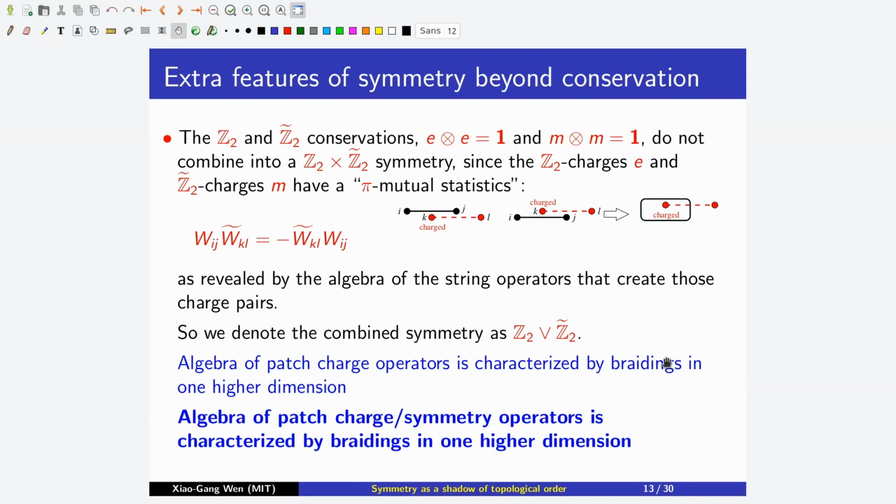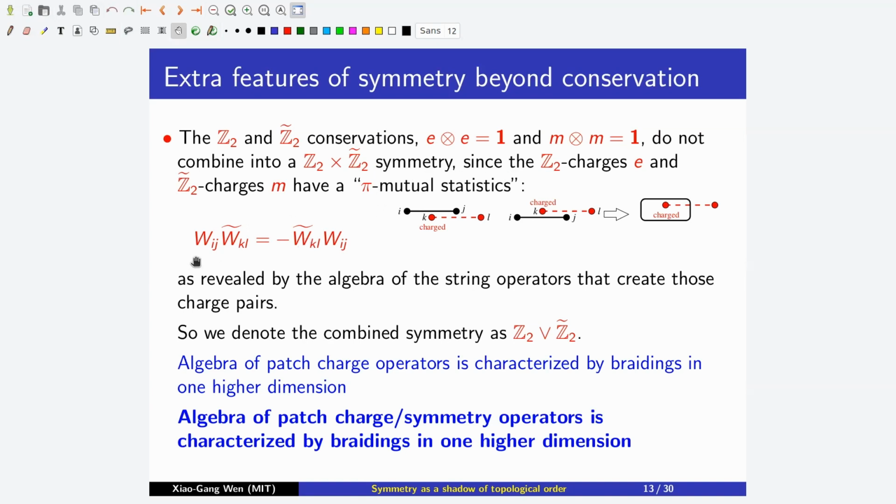So with this kind of understanding of symmetry, now we can go beyond a conservation law. It was just mentioned that this Z2 symmetry and Z2 dual symmetry just reflect two conservation laws. Why can we not combine them as usual, just Z2 cross Z2, that's it? It's really because, as mentioned also in the last lecture, somehow this conservation law is a fusion ring. There's an actual feature beyond the conservation law, very much like the feature we studied in topological order. So to see this feature, we can study this patch symmetry operator, a patch charge operator.